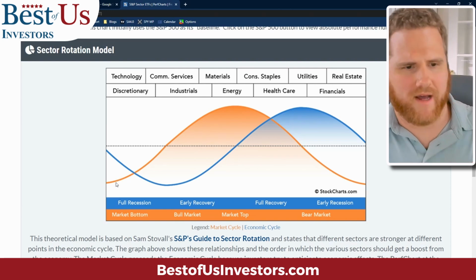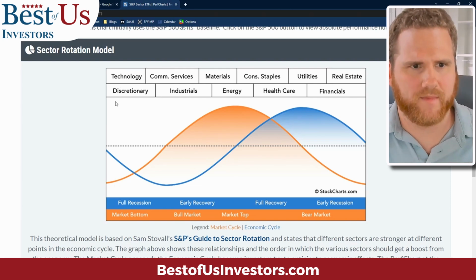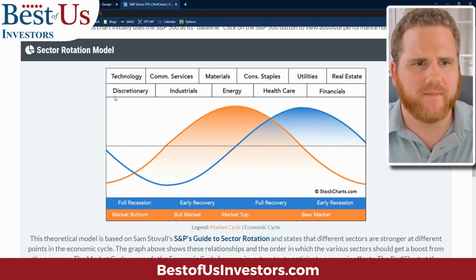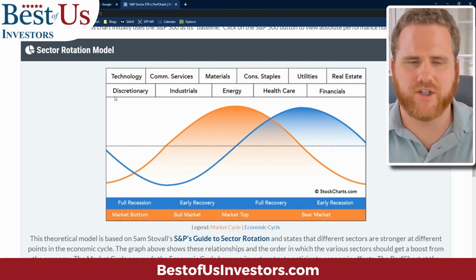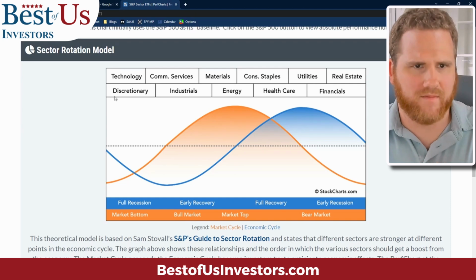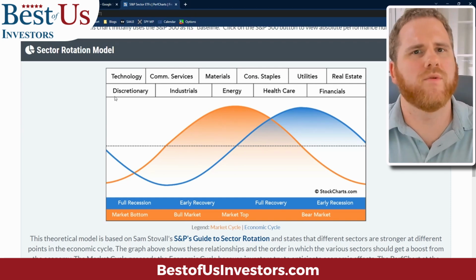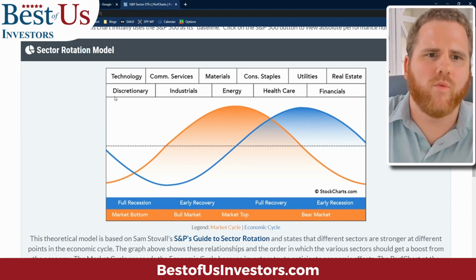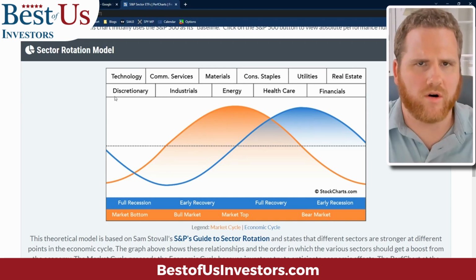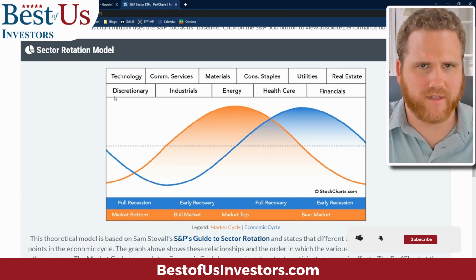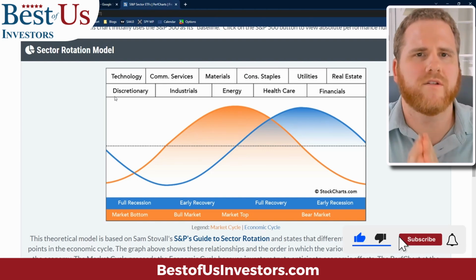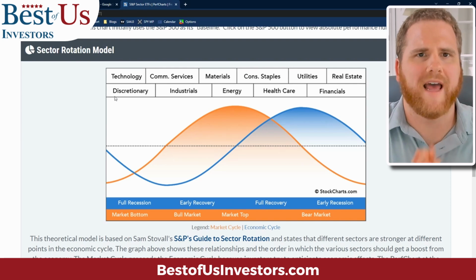At a market bottom, this is what we assume. We assume at a market bottom that technology, tech, and consumer discretionary, in other words, things that people don't need but they buy when they want, those are the sectors that typically lead the stock market out of a bottom.